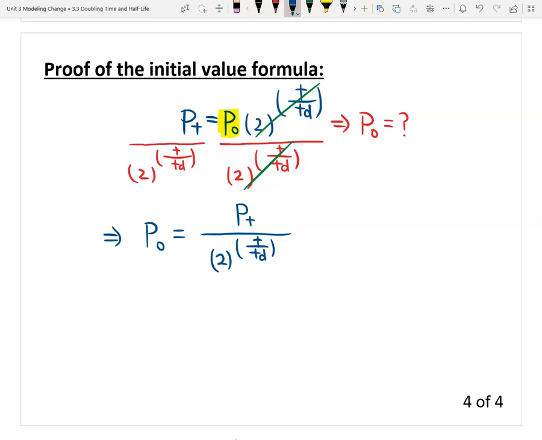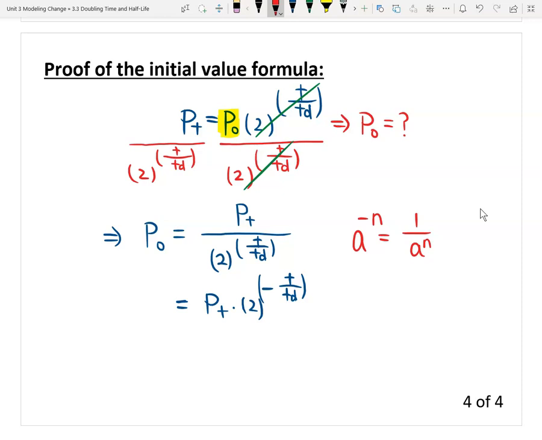This formula looks complicated. Okay, let's do this. The denominator is an exponent, so we can use the negative exponent, and it goes to the numerator. Therefore, we can write this as PT times 2 raised to the negative power t over td. Let me put the parentheses again. Does this make sense? What we used is a negative exponent, which means a raised to the negative power equals 1 over a raised to the positive power. We call it the negative exponent. That's the definition. Can you see?